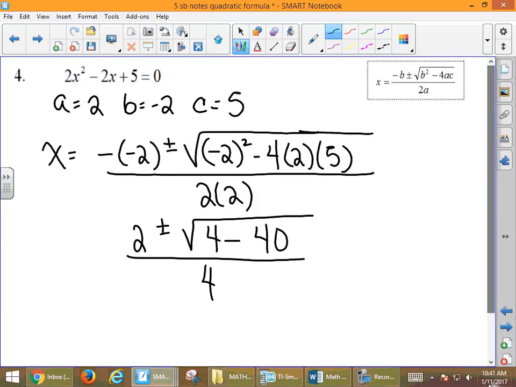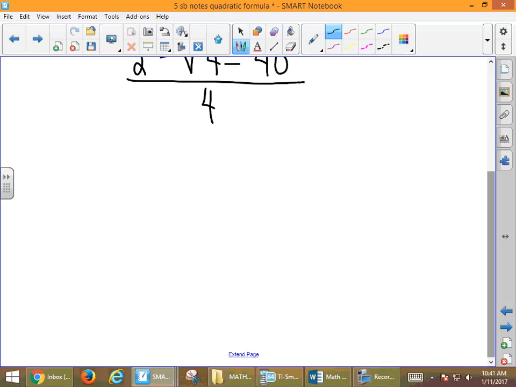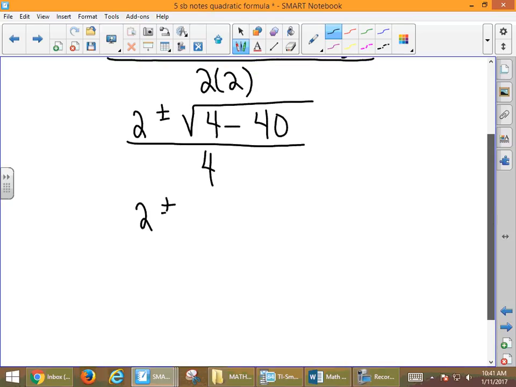Well, we keep simplifying. And what we end up with is 2 plus or minus the square root of negative 36, 4 minus 40, divided by 4. And again, what happens when we have a negative underneath the radical? What kind of number do we have? Oscar? Square root of negative 1, which equals, Tiffany, an imaginary number. Both of you, right on the money.